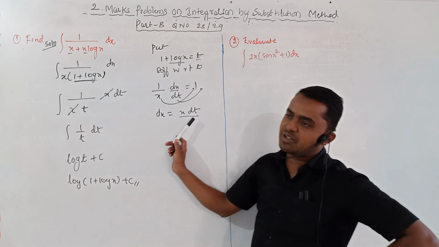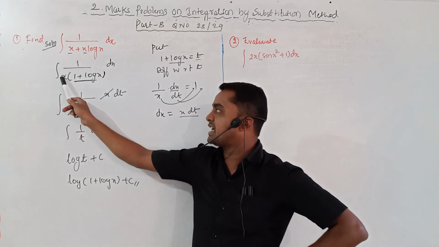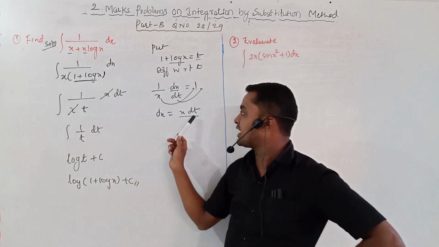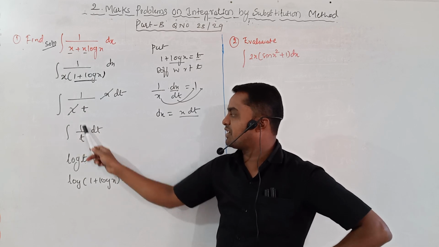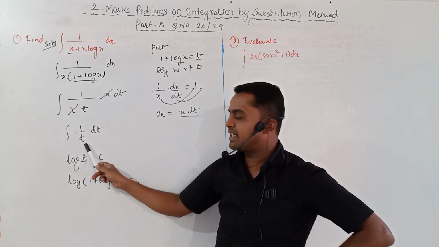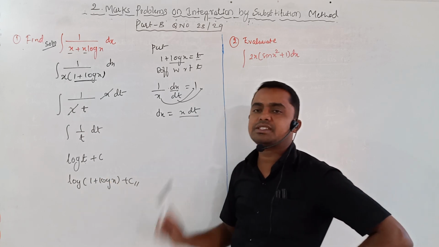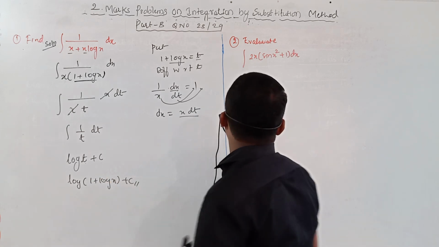Now come to the given integral. 1 by x as it is. 1 plus log x means t. The value of dx is x dt. x gets cancelled. 1 by t dt. Integration of 1 by t is log t plus c. What is the value of t? 1 plus log x. So the answer is log of 1 plus log x plus c.